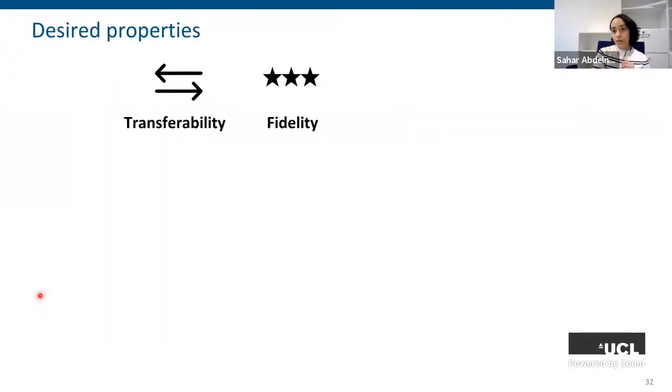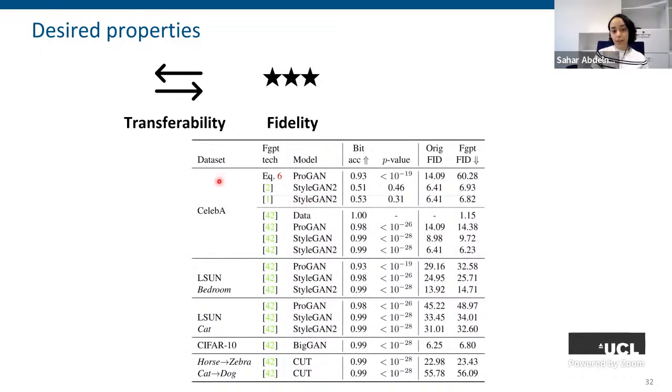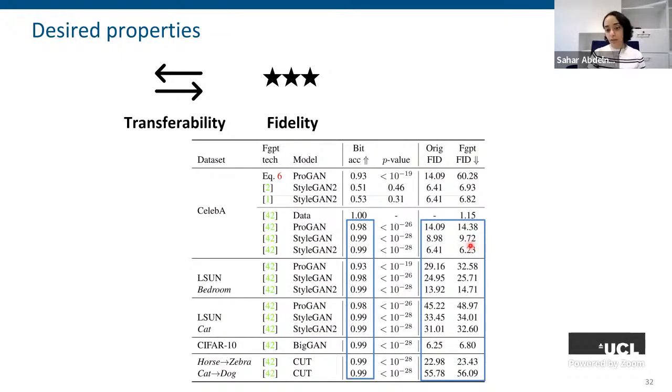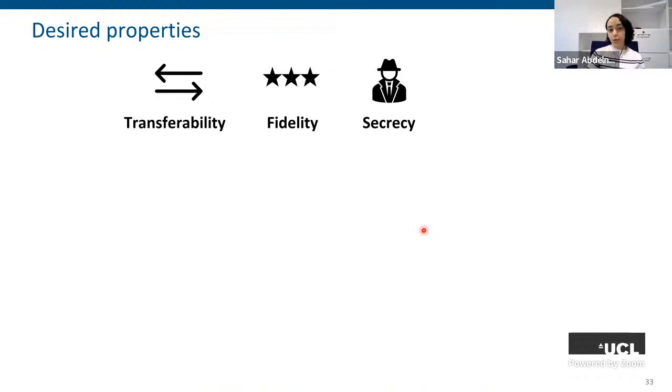The properties in this solution are also very similar to the language watermarking that I talked about. The transferability and the fidelity are related to the effectiveness of the watermarking. This means that we should be able to decode the watermark from the output, and at the same time, we should keep the generation quality of the GAN in order to not affect benign users. We found that through a range of datasets and GAN models, we can achieve a very high bit accuracy, and at the same time, minimal or insignificant drop in the quality of the generated images. And also similarly, we should have high accuracy.